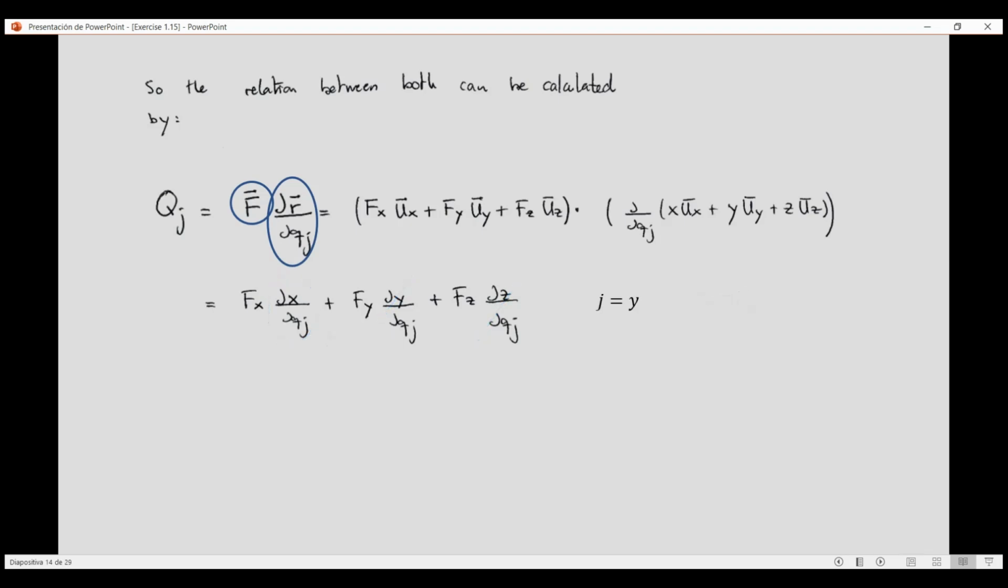If j equals y, this term here equals 1, and the other two cancel out, and we are left with qy simply equal to fy. And if j equals z, the partial of z with respect to z is 1, the other two cancel out, and qz equals fz.